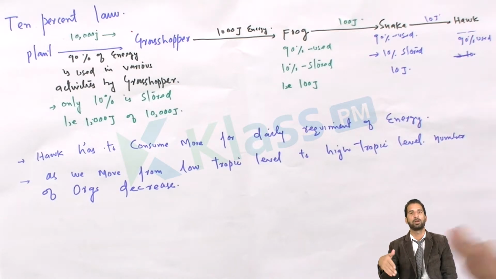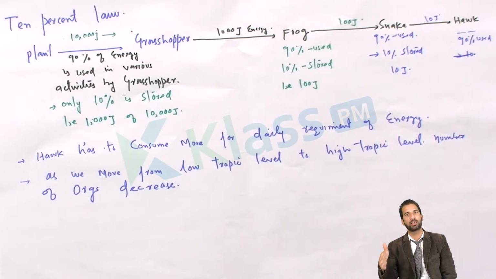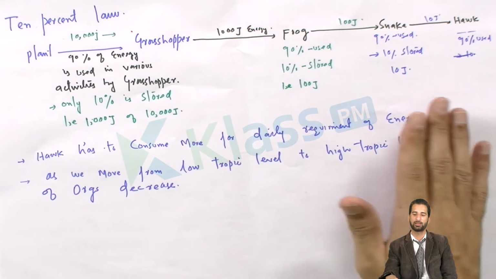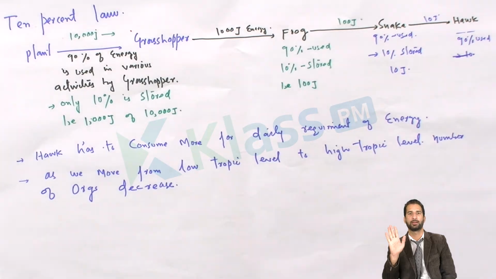The 900 joules of energy are either dissipated as heat or utilized by the frog for various metabolic activities such as digestion, absorption, and reproduction. So the frog is the secondary consumer. This secondary consumer will be eaten by the tertiary consumer. In this example, the tertiary consumer is the snake. So guess what? The snake eats the frog.